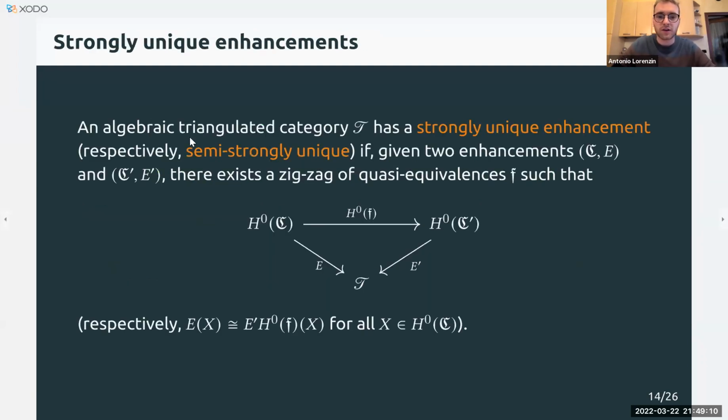So now, what is semi-strongly unique enhancement and what is strongly unique enhancement? We consider an algebraic triangulated category, say T. We say that it has a strongly unique enhancement if for every two enhancements C and C prime, we can find a zigzag of quasi-equivalences F, such that this diagram commutes up to natural isomorphism. And when we ask for semi-strongly uniqueness, we are doing this just for the objects. So as you see, this property is very near the one we have used to describe strong formality.